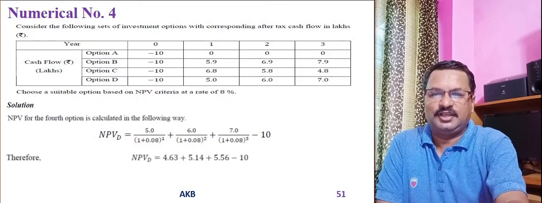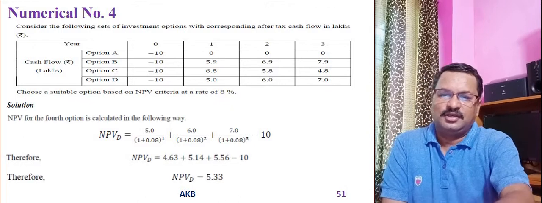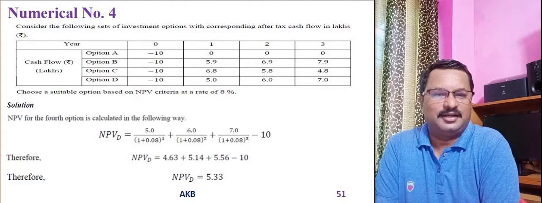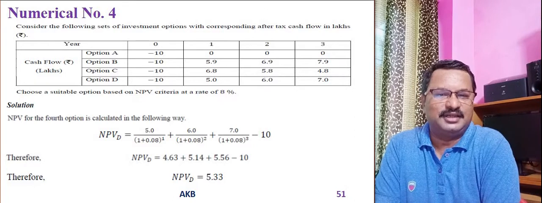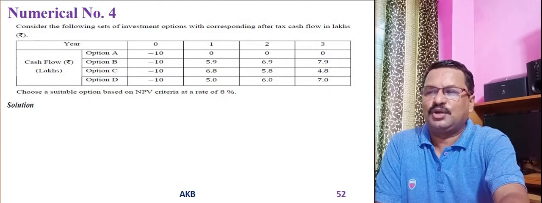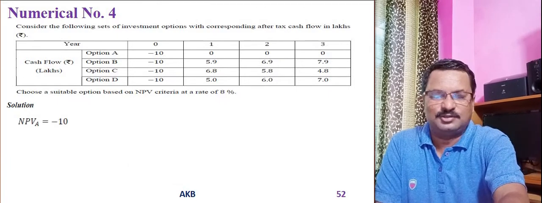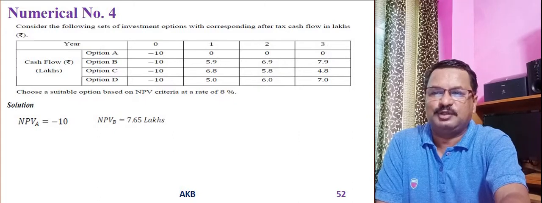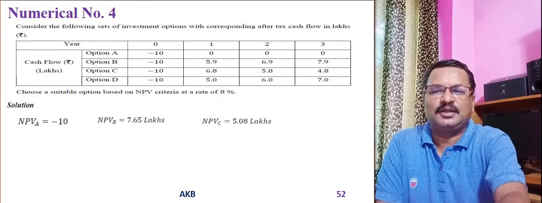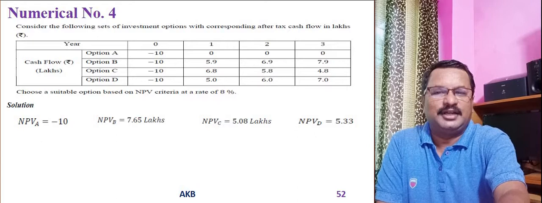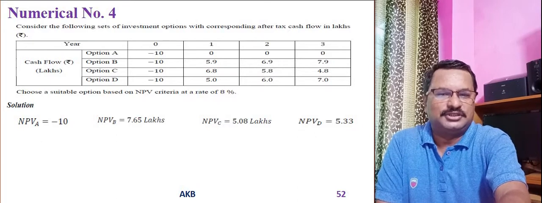Let us simplify the equation. After simplifying the equation, we will get the net present value for option D, NPV D, and it comes out to be 5.33 lakhs. Okay. So in this way you have got the net present value for A, which is minus 10. Then you have calculated the net present value for B, which is 7.65 lakhs. Then you have calculated the net present value for option C, which is 5.08 lakhs, and finally you have calculated the net present value for option D.